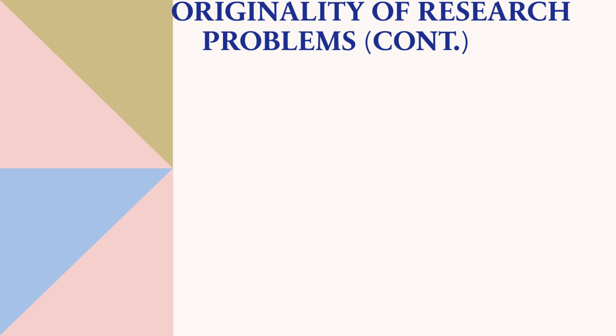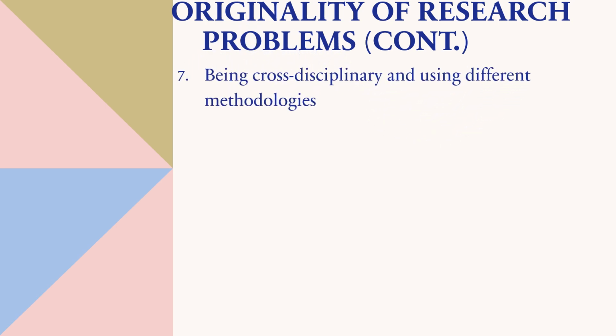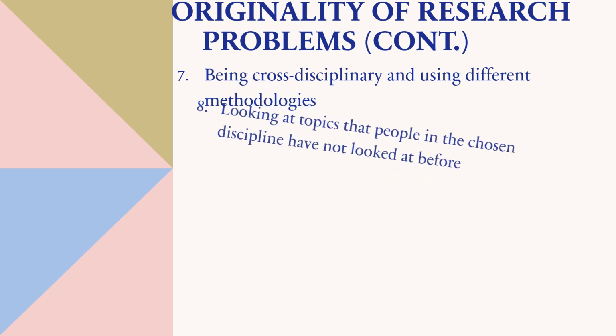All right, let's continue with the originality of research problems. You can also be cross-disciplinary and use different methodologies. So you may find that a certain methodology has been used in one academic discipline and not in the other. So you can have what we call a cross-disciplinary study which integrates different disciplines and different methods. When you do that, you also contribute to originality of the research.